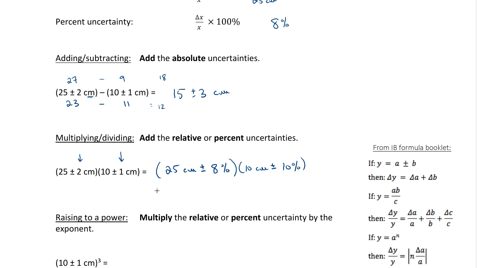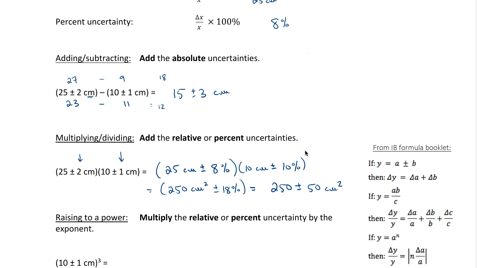Now I multiply 25 centimeters by 10 centimeters and I get 250 centimeters squared, and now I'm going to add these percent uncertainties, so plus or minus 18%. And then I work out what 18% of 250 is, which gives me 45, and then I round that to one significant figure, and that gives me 50. So I've got 250 plus or minus 50 centimeters squared. Remember, we always want our uncertainty and our quantity to have matching place values.